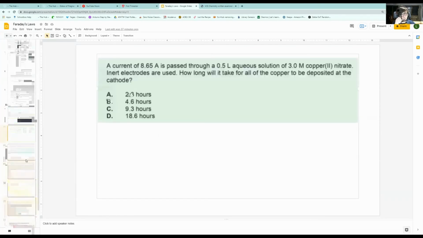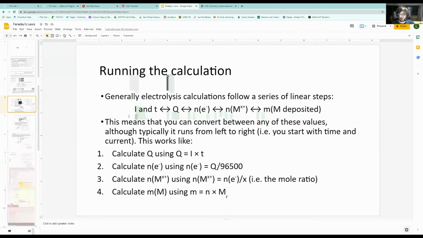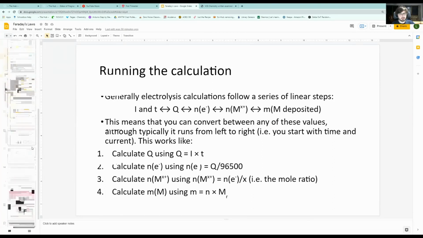Let's do a couple more. A current of 8.65 amps is passed through a 0.5 liter aqueous solution of 3 molar copper nitrate. No electrodes used. How long will it take? So we're looking for a time value. Will it take for all the copper to deposit at the cathode? So we have a current value, a volume value, and a concentration value. So you might be looking here and you go, well, I've got current, but I don't have time and I don't have charge. So how do I convert between anything? We also don't have amount of electrons, amount of our copper, or our mass of copper.